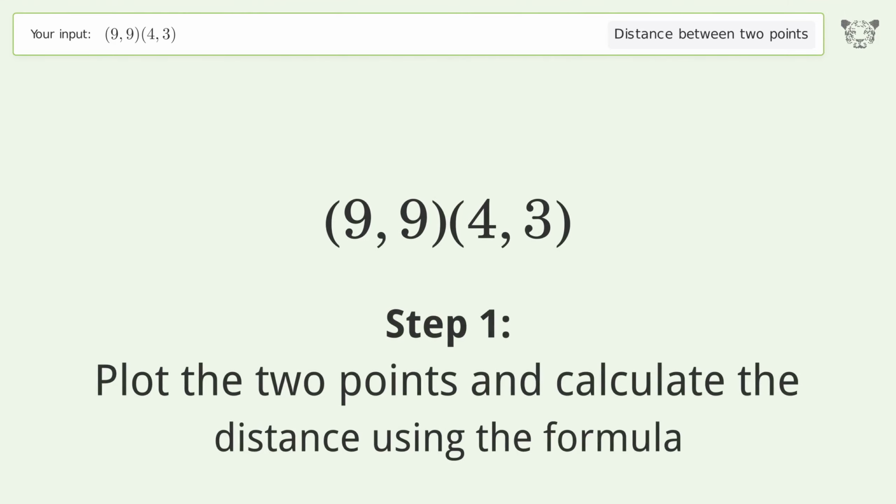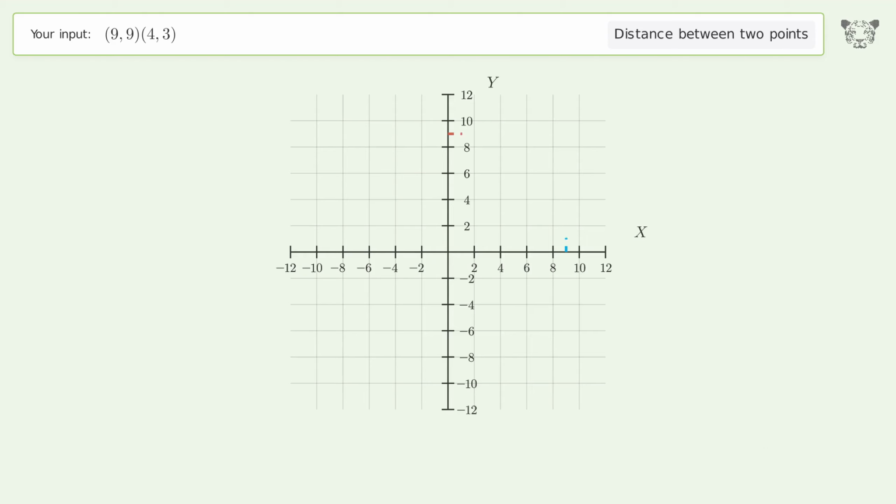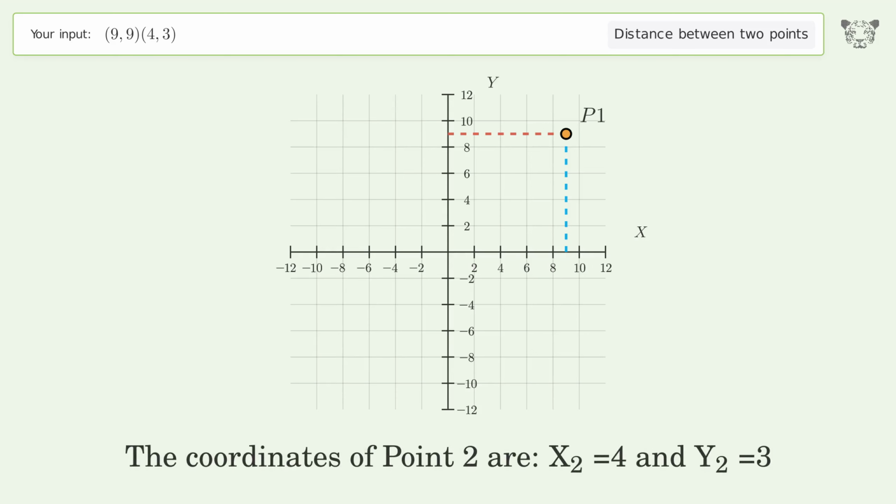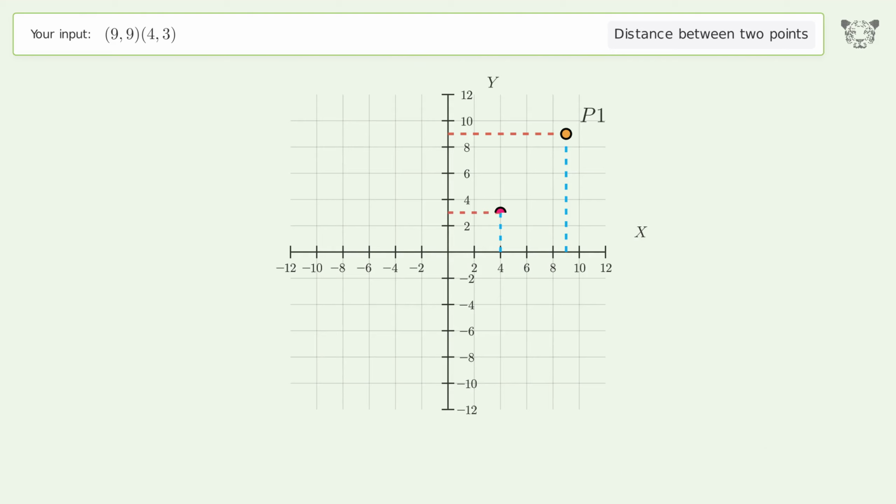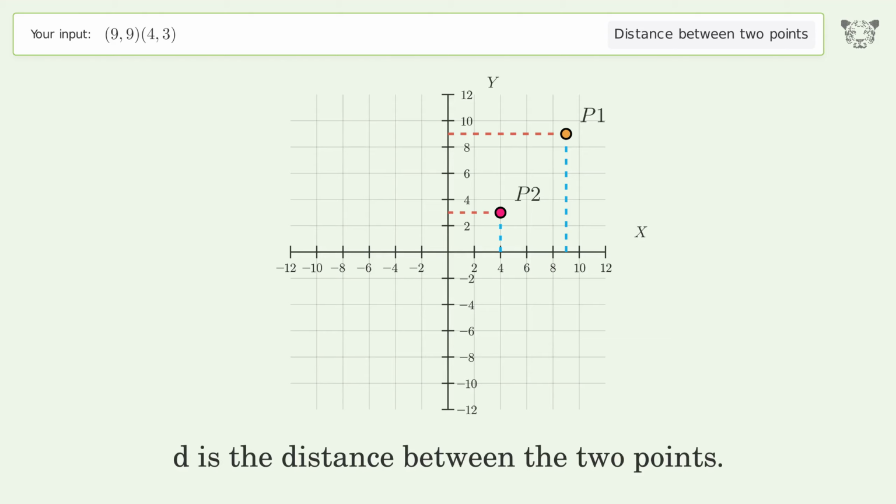The coordinates of point 1 are, x1 equals 9 and y1 equals 9. The coordinates of point 2 are, x2 equals 4 and y2 equals 3. D is the distance between the 2 points.